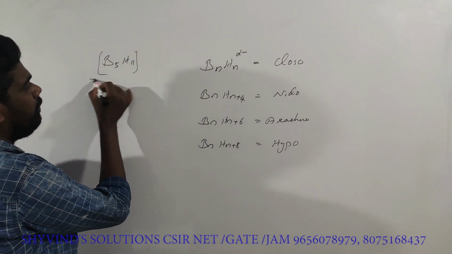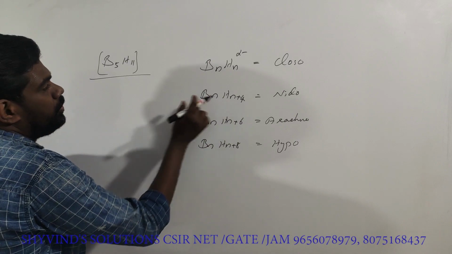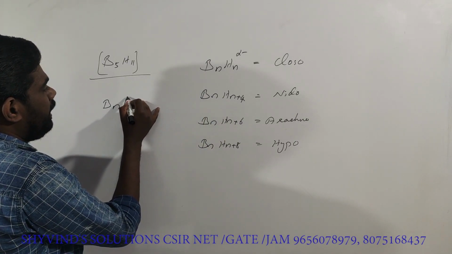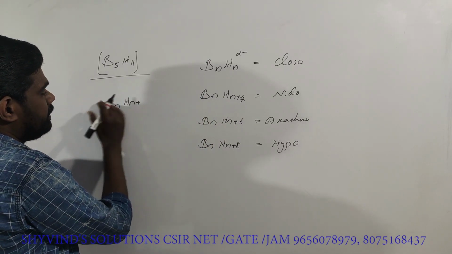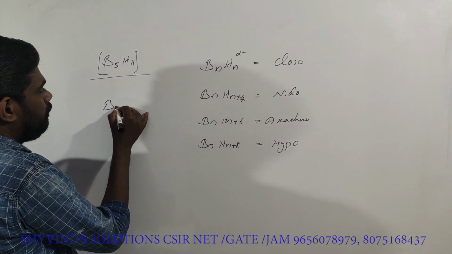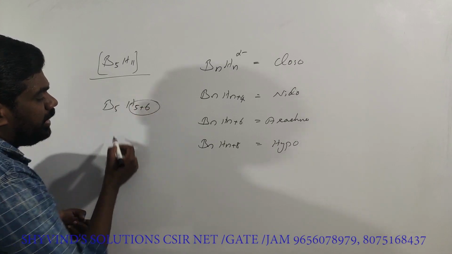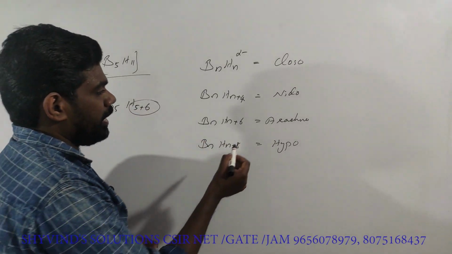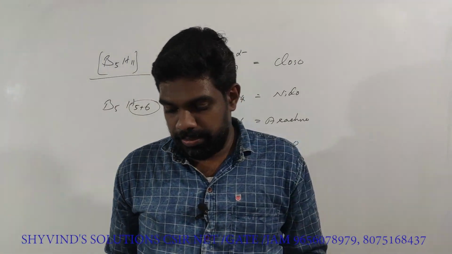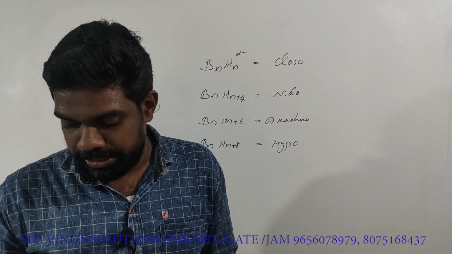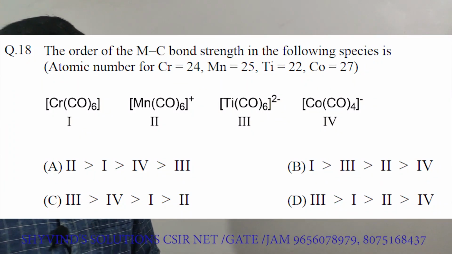So we have been given B5H11, so let's write it like this, B5H5+6. Okay, so BnHn+6, that is arachno. So the molecule is arachno. The answer is option D, arachno. Question number 18.